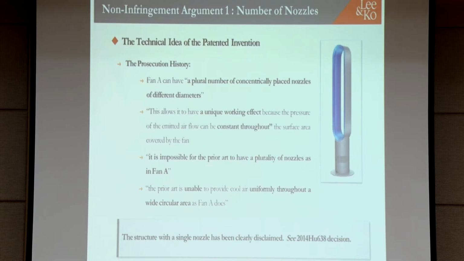The prior art nozzle, as you see here, has a single nozzle. And this is what the patentee argued. The patent invention can have a plural number of concentrically placed nozzles of different diameters, and this allows it to have a unique working effect because the pressure of the emitted airflow can be constant throughout the surface area that's covered by the fan. By contrast, for the prior art, it's impossible to have a plurality of nozzles. And in fact, the prior art is unable to provide air uniformly throughout a wide circular area as the claimed invention does. The patentee here clearly disclaimed the prior art structure having a single nozzle.